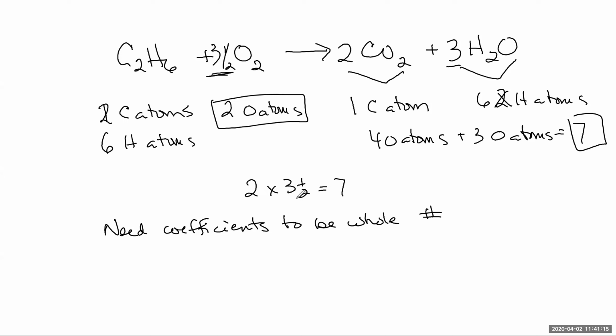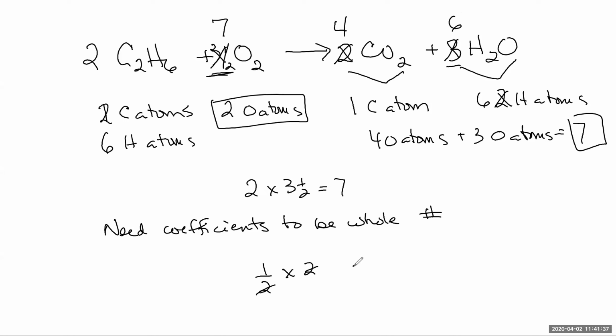So how do I get 3.5 to be a whole number? Whenever I have anything 1/2 and I want to get it to be a whole number, I could multiply it by 2. So now if I multiply 3.5 by 2, I would get 7. But remember, if I do that to 1, I have to do it to them all. So now I'm going to need 2 here. This is going to become 4, and this is going to become 6.